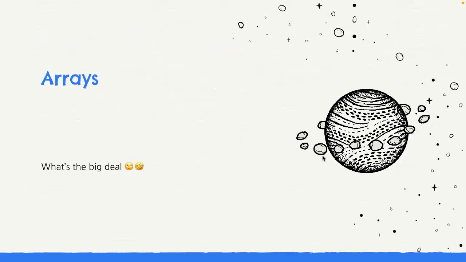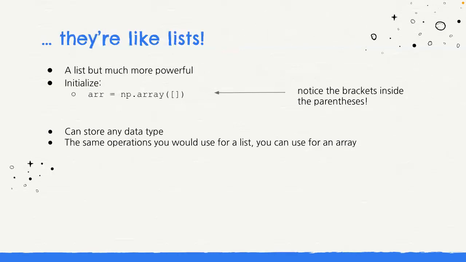Okay, so the big thing about NumPy is that you get to use data types called arrays, and they're the best data type you can work with in Python, in my opinion. But why are they so nice? They're like lists, but so much better. When you initialize an array, we have parentheses, and then you have to include your brackets inside. Don't forget the brackets, because otherwise it'll get mad at you. So don't be like me and forget the brackets.